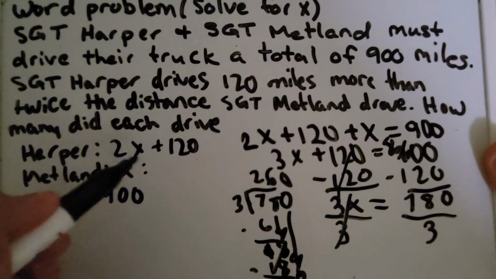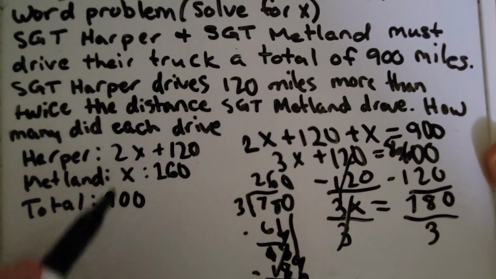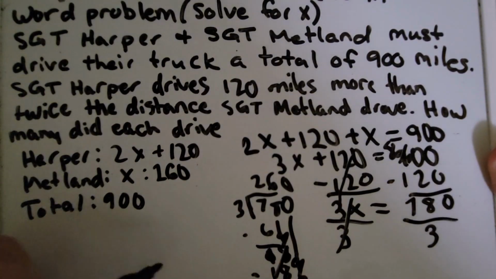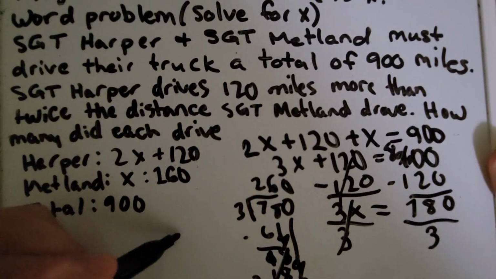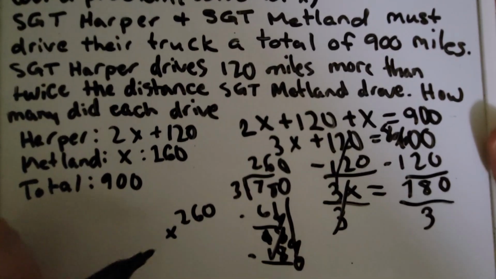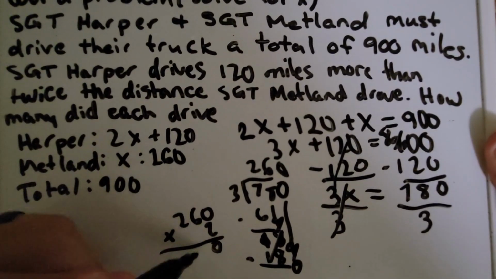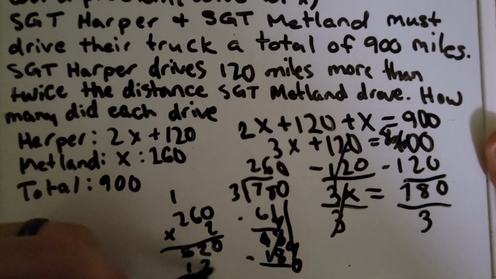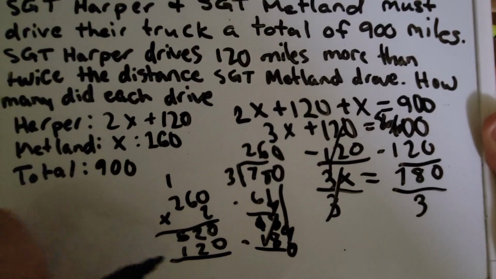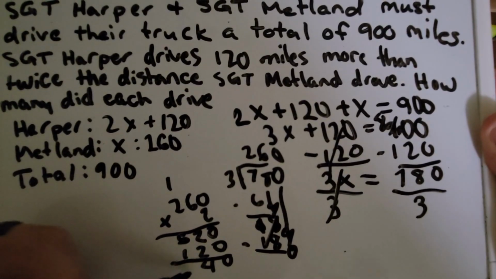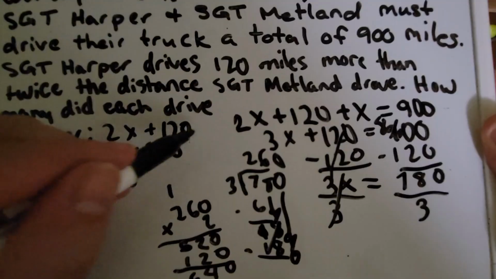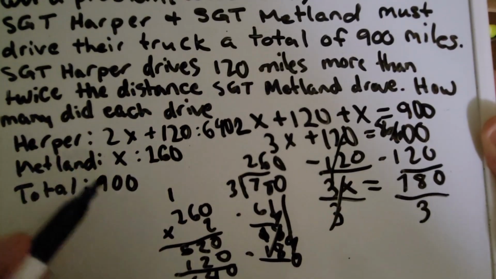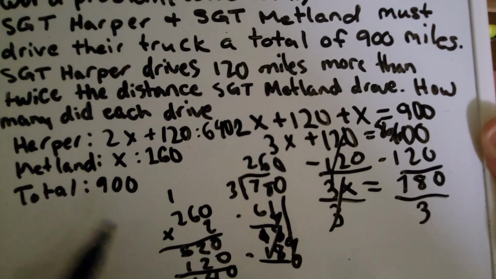So we know that Sergeant Metlin is going to be 260. However, Sergeant Harper did 2 times the standard plus 120. So let's go into that. So 260 times 2 is 520, plus the 120 is 640. So Sergeant Harper drove 640. Sergeant Metlin drove 260, and the total is 900.